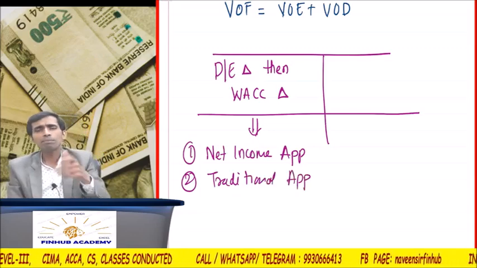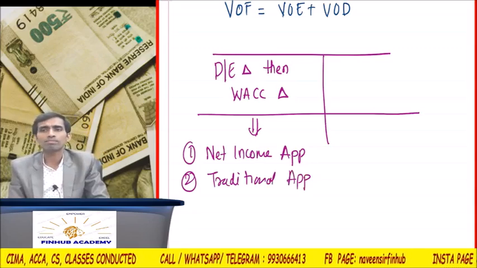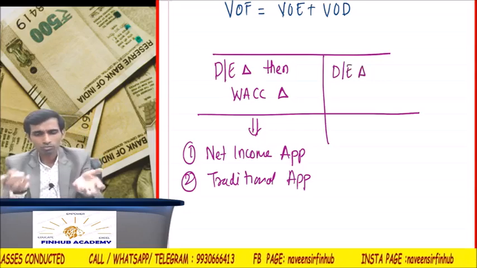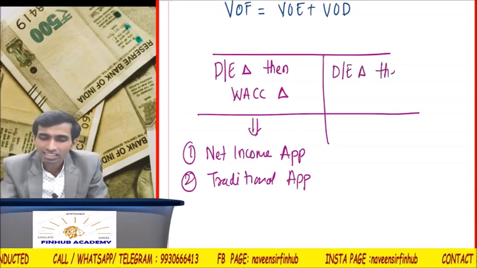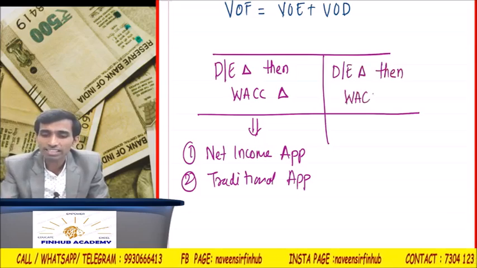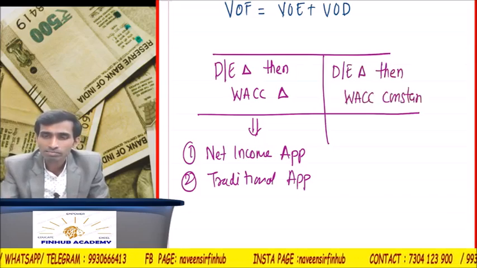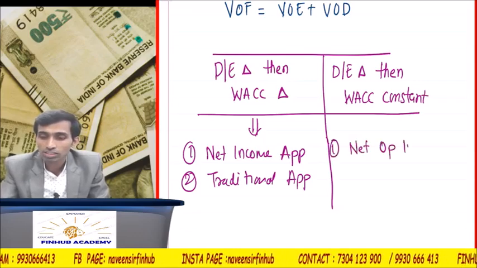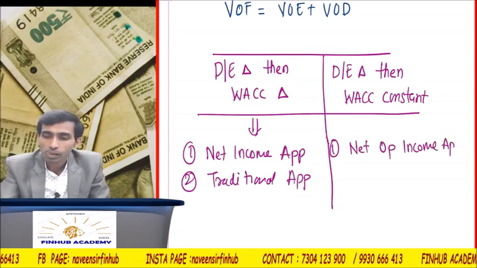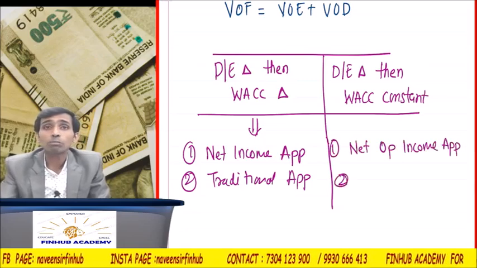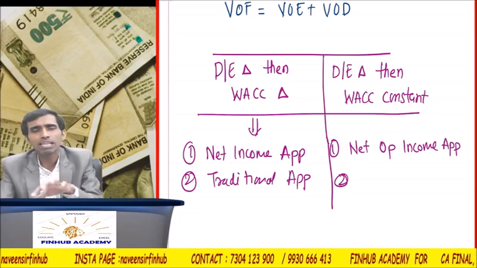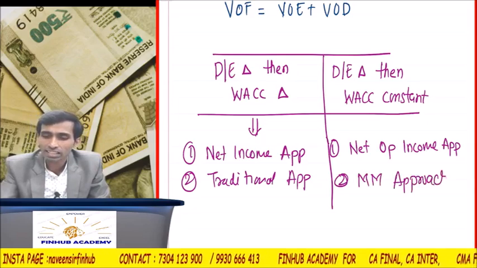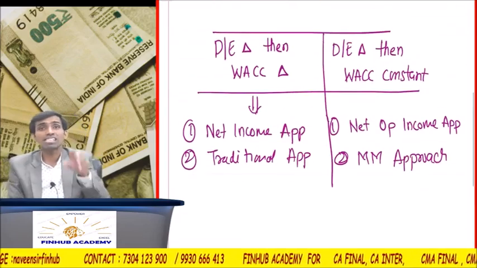Then some theories suggest that if you change the debt equity, whatever the proportion may be, WACC is constant. This is set by whom? First, the net operating income approach. Second, the Modigliani and Miller approach, the MM approach. We will write in detail later. So this you should summarize.